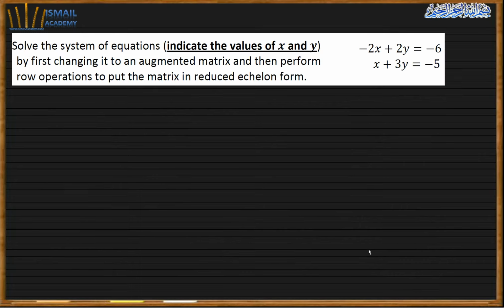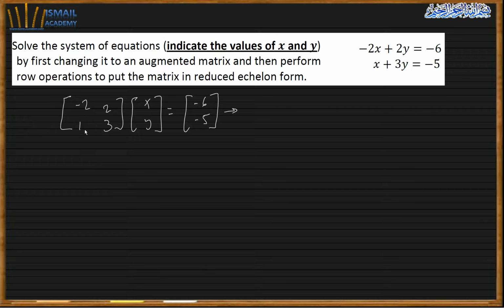Alright, next, here they ask me to solve this using a relational form, and they ask me to indicate x and y. At the end I will show you what it means to indicate the value of x and y. So here, first thing, let me change this one to matrix form. So it's going to be minus 2, 1, 2, 3. Then I will have x, y equal to minus 6, minus 5. Then I will change this to an augmented matrix, so it's going to be minus 2, 1, 2, 3, put that line, and I put minus 6, minus 5. So this is the augmented matrix.